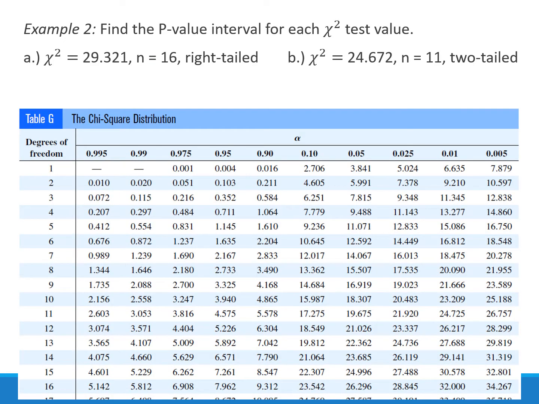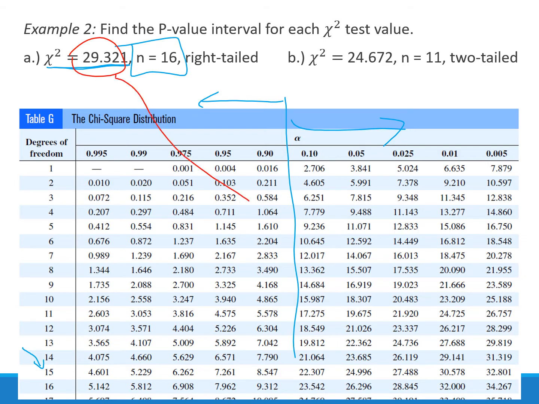If we're asked to find a p-value for these tests, it's the same process as when we were dealing with the t-distribution. So we have this test statistic, 29.321, sample size of 16, so we're going to go to 15 degrees of freedom. Right-tailed test, so we're on the right side. We're going to put this 29.321 on the table here, and it's going to go in between those two. It's larger than the 27.488, but smaller than that 30.578. So our p-value is somewhere in between 1% and 2.5%.